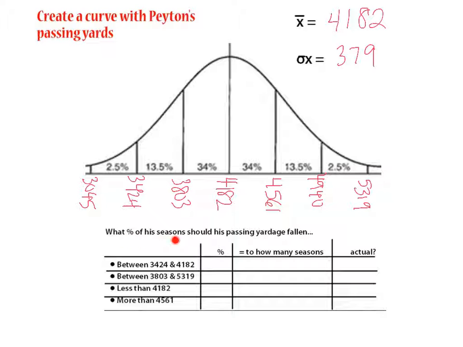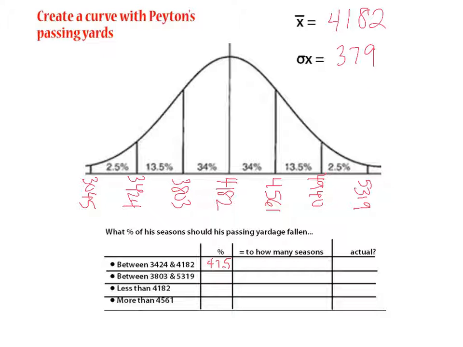What percent of his seasons should his passing yardage have fallen in? Here are some examples. Between 3424, that's this line right here, and 4182, that's this line. That just means it's these two bars. I'm just going to add those two up and say that's going to be, what, 47.5? So 47.5% of the time, he should have been passing in that range right there.